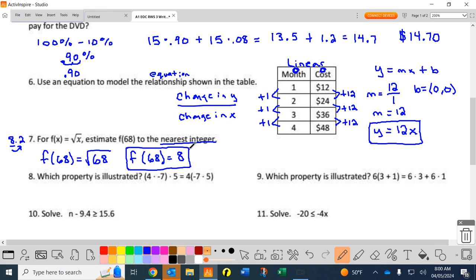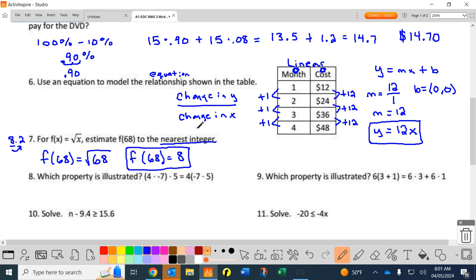Guys, don't fall for it if they put 8.2 on there, because that's what it looks like most on the calculator. It says nearest integer. That means the nearest whole number. You're not going to have any decimals. No falling for their tricks, because they're going to put 8.2 there. It's going to look just like what's on the calculator, but the 8 is what they want because they said the nearest integer.